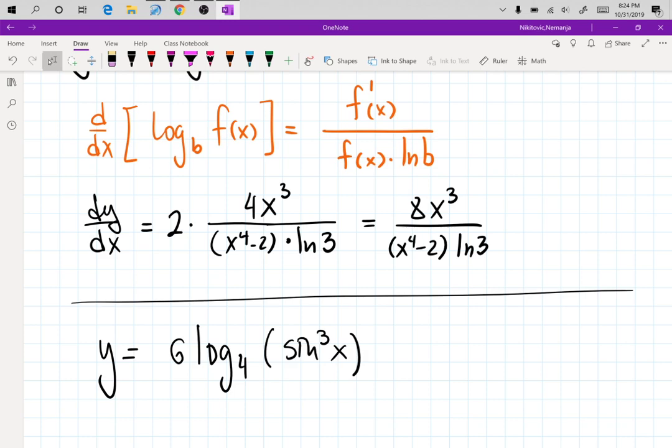I'm waiting to see a picture of the dog. That was my dog.